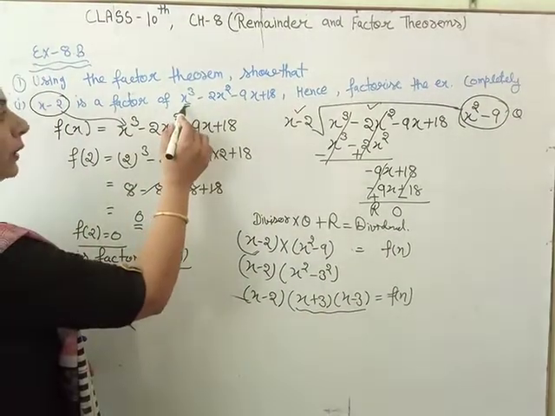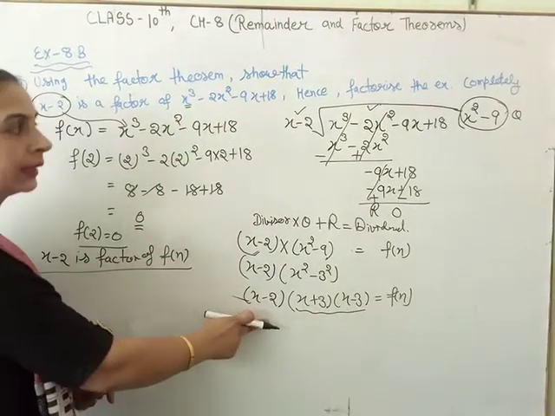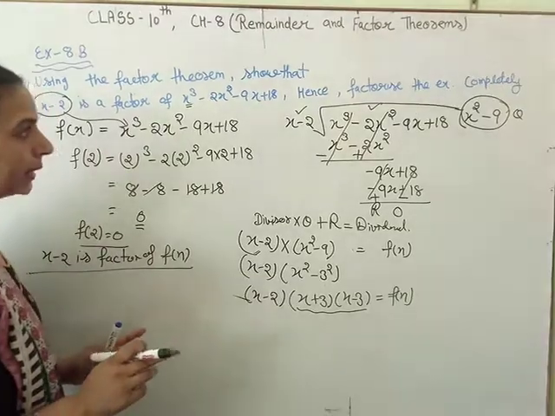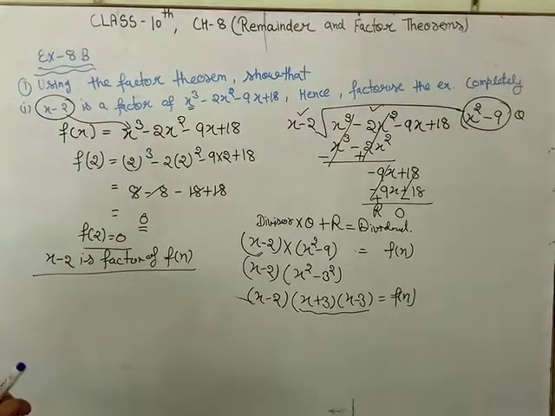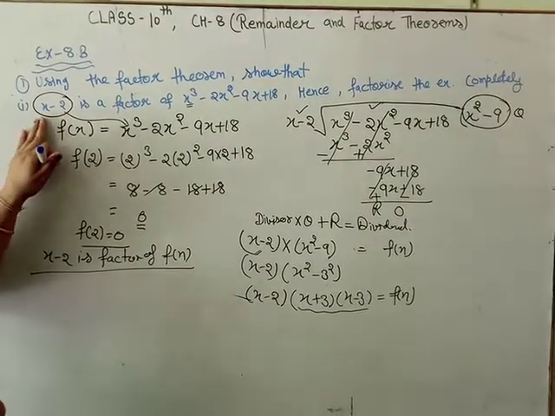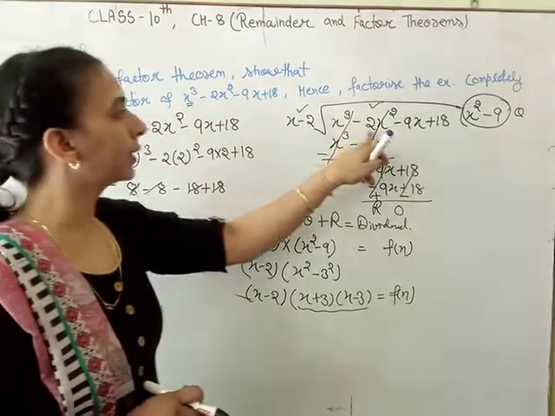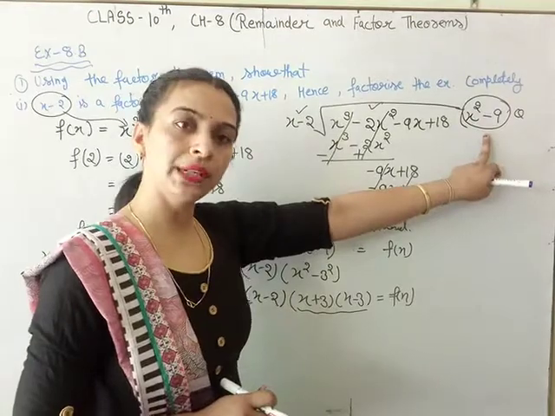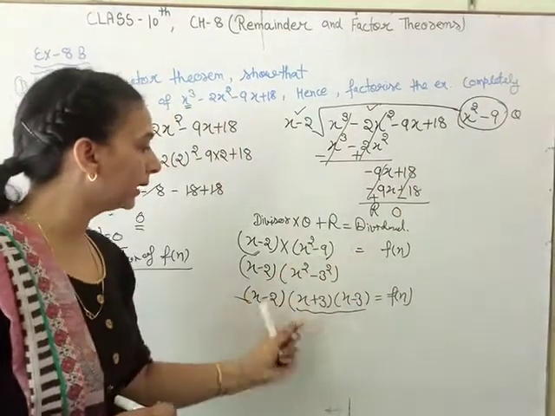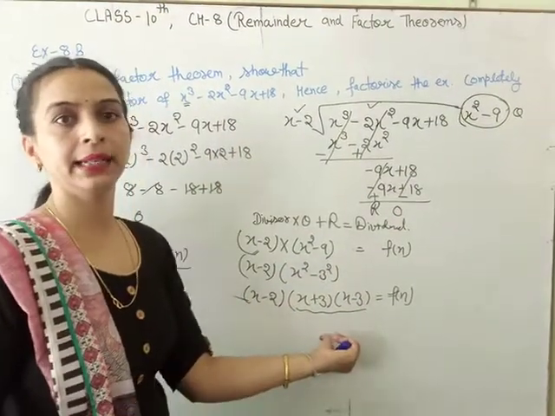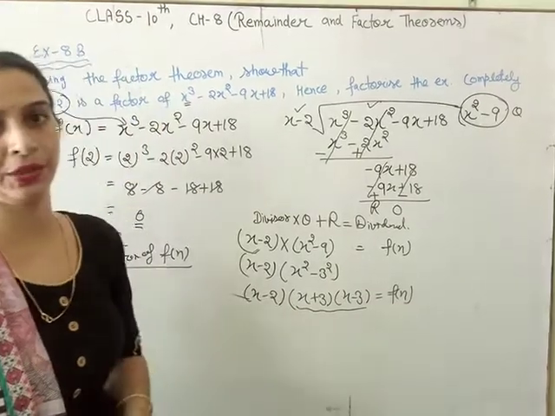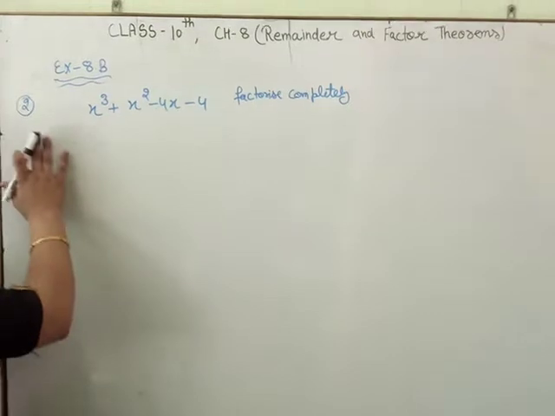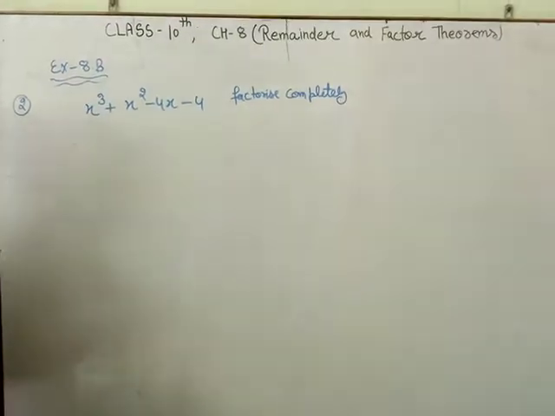Student, a 3 degree polynomial has 3 factors. If any 4 degree polynomial, then there are 4 factors. Okay student. So if you have this type of question, where one factor is given, then you divide the given expression by that factor, then again factorize the quotient. If you factorize the quotient, then you find another factor of this expression. Now we take another question. Next we have question number 2 of exercise 8b.